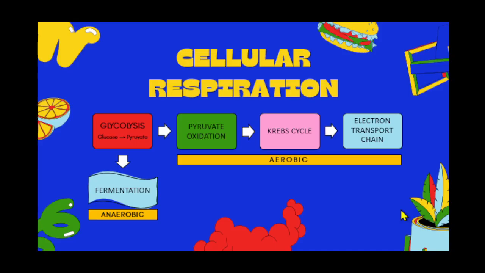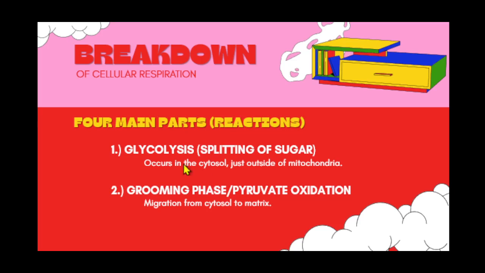So moving on, these are the different parts of cellular respiration. A lot of reactions make up cellular respiration. As you can see, we have 1, 2, 3, 4, 5. But let's break down the different reactions for cellular respiration. Okay, 4 main parts, and the first one is called glycolysis, or simply the splitting of sugar.